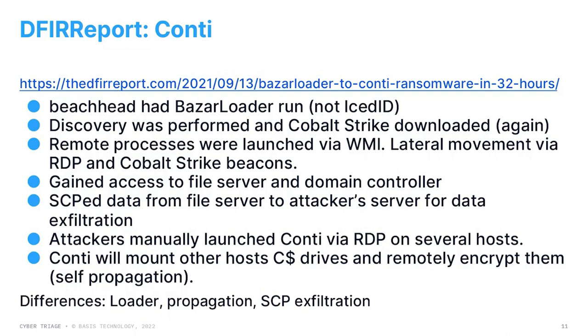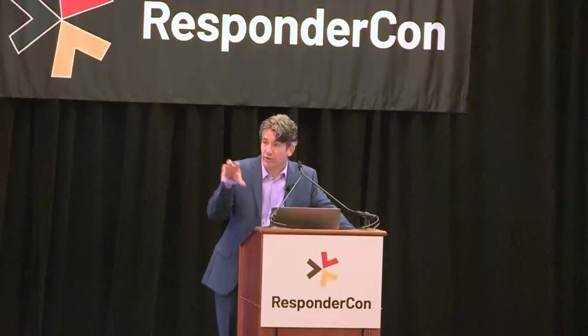And then they deployed that by manually launching Conti on several of the hosts. And in this case, Conti itself will self-propagate. So Conti will mount network shares from hosts they can access and then start encrypting them. So Conti is only run on a couple of computers, but it's able to access the other computers in the network and encrypt them, which is basically the moral equivalent of the ransomware running on those. So it gets that spread, but only launched on a couple of things.